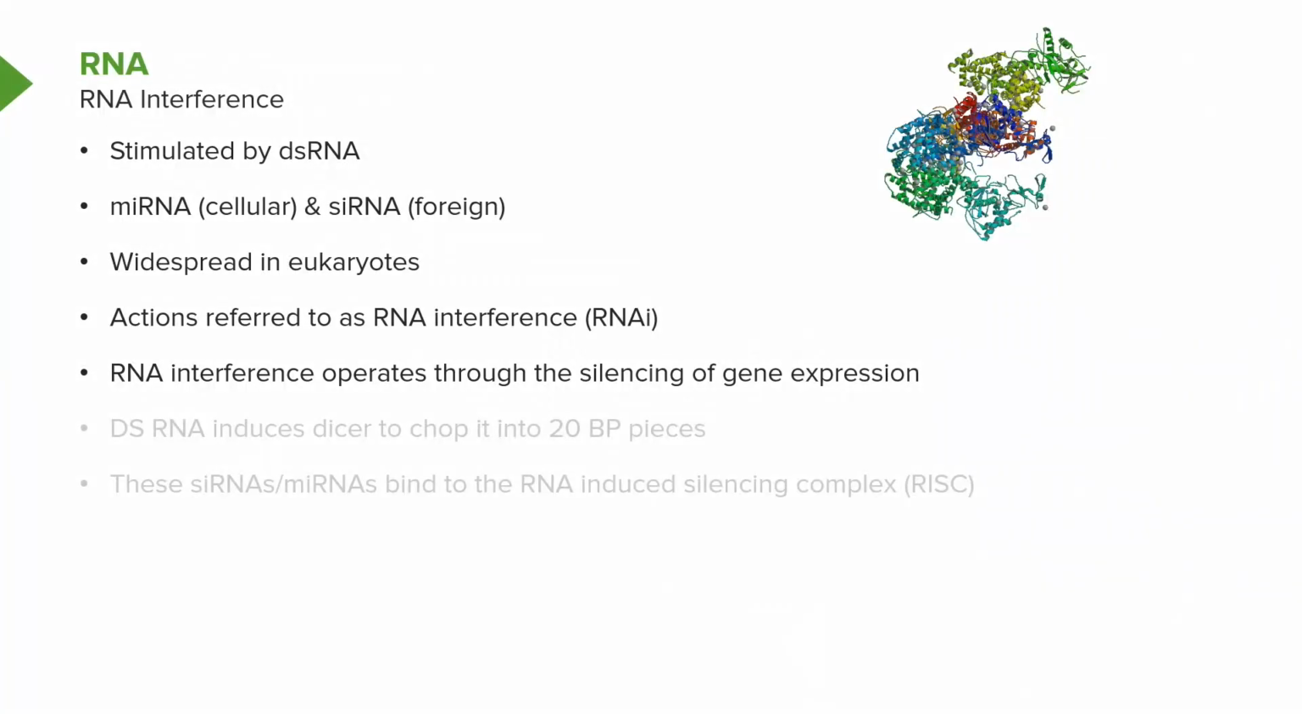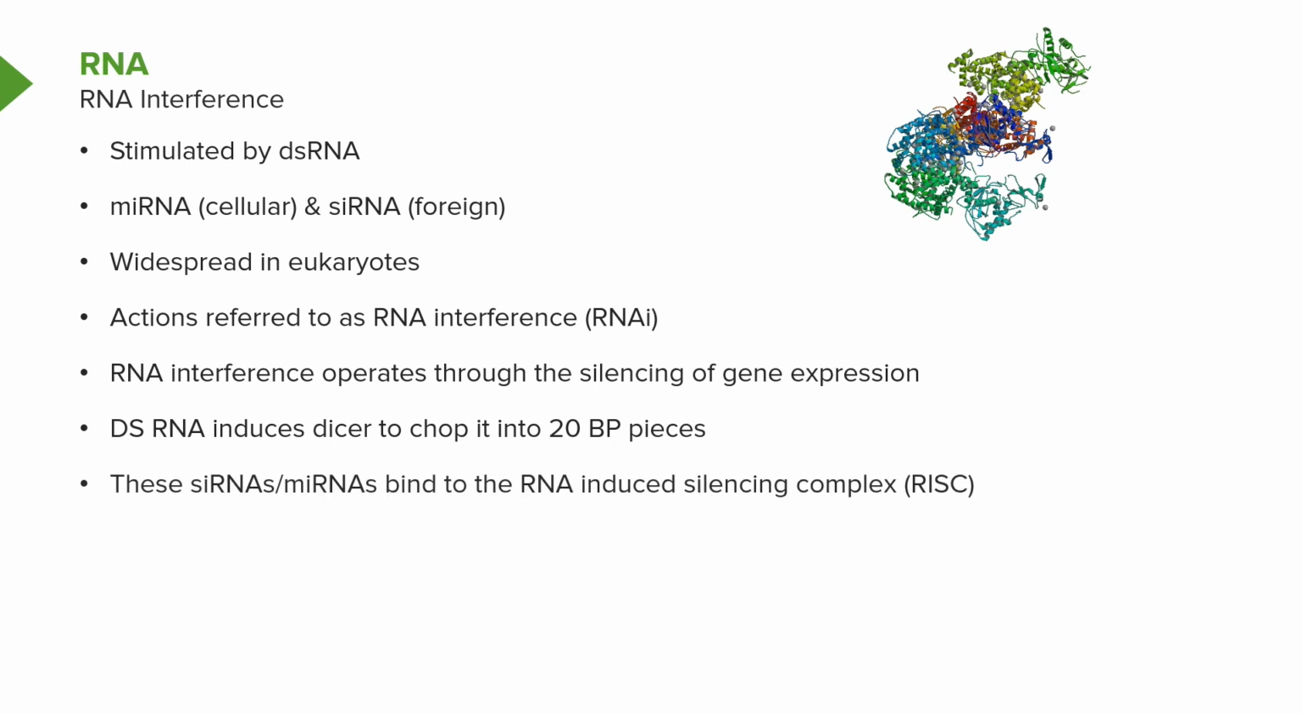RNA interference operates through the silencing of gene expression. And that silencing, as I said, is an interference in the way that proteins are made. This occurs as a result of, first of all, the appearance in the cell of a double-stranded RNA. And there's an enzyme called dicer. Just like a dicer that you might have in the kitchen, this dicer's job is to take that double-stranded RNA and chop it into bite-sized chunks. And those bite-sized chunks are about 20 base pairs long, as we shall see.